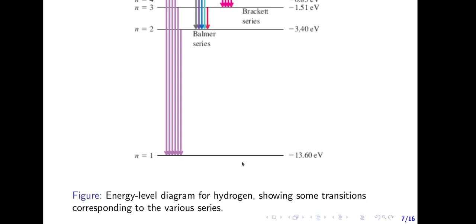Of course, this is for hydrogen. So if an electron moves from this level, n equals 2, to n equals 1, what energy will be radiated? 13.6 electron volts, because the formula is the energy equals minus 13.6 over n squared. This is n equals 2.